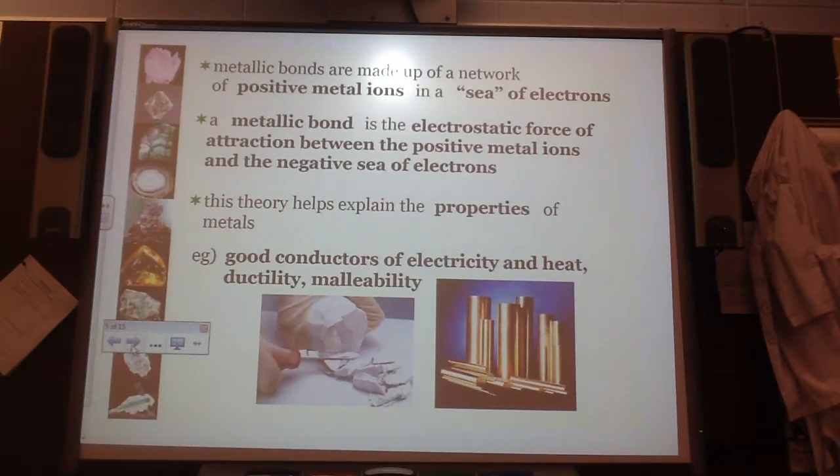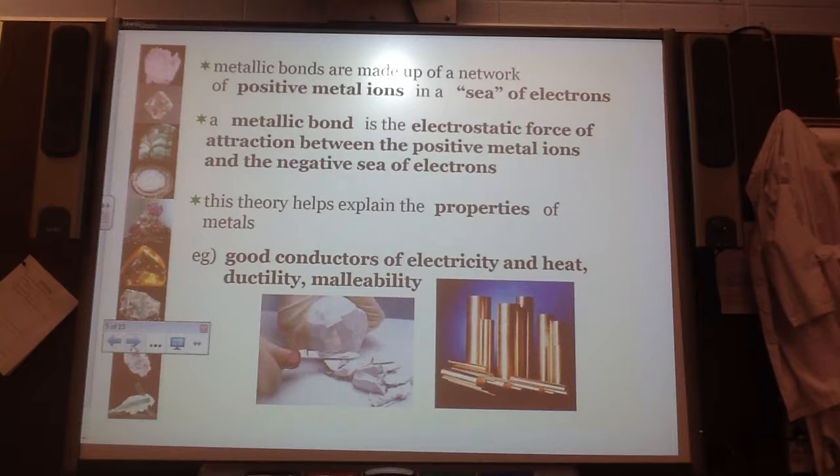Okay, metallic bonds are made up of a network of positive metal ions in a sea of electrons, like water. Or an ocean of electrons, if you prefer, or river, or stream, or pond, or lake, or pool. Whatever visual you would like.